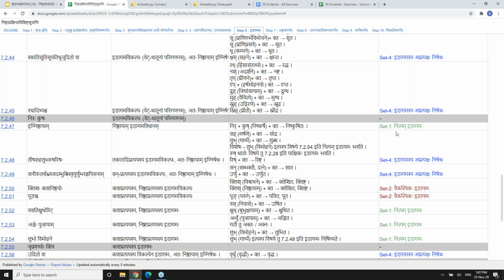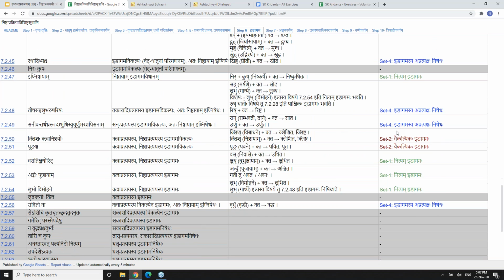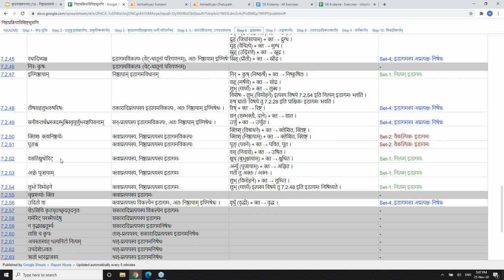So that's the first step, the first sutra in that set. The next sutra, vasati kshudhoho it, is for two specific dhatus, vasa and kshudha. Both of these dhatus are anit dhatus, but we need the idagama for them. Therefore, an explicit sutra has been created. Vasa plus kta ushita, kshudha plus ta kshudhita.